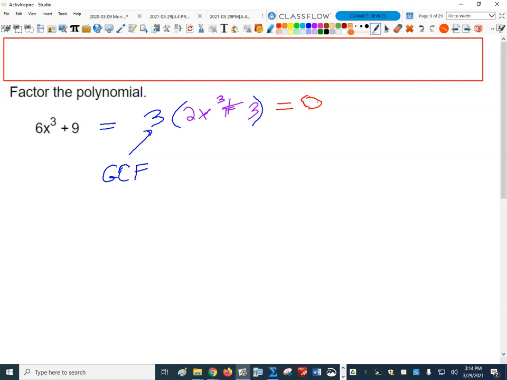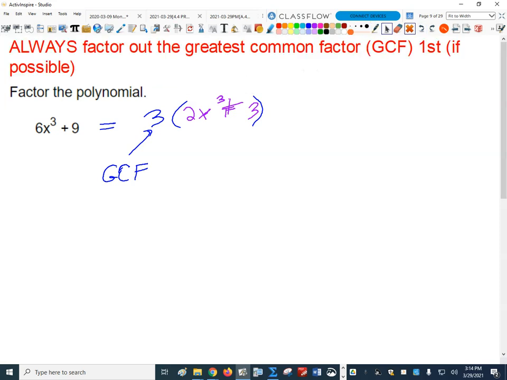And so now I could just set those two factors equal to 0 and solve if I wanted to, but it didn't tell me to do that last part. All it told me to do was factor it. Okay, and so it's factored, that's it. Okay, what's the moral of the story?